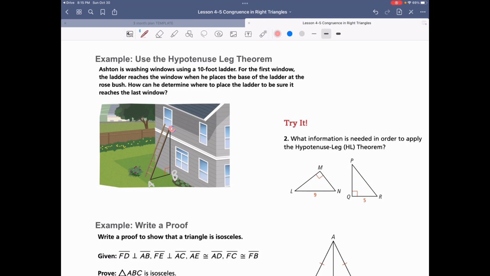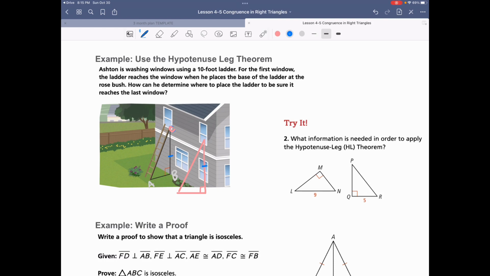Then we would want the same triangle over on this window. So that triangle would have the same height, and it would go out as far as the rose bush. And those two triangles would be congruent because we want the height to be the same. So this height should be the same as this height.